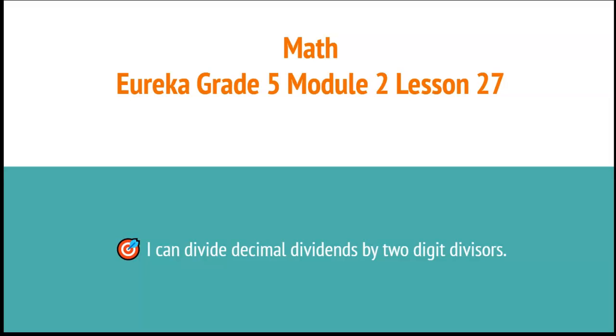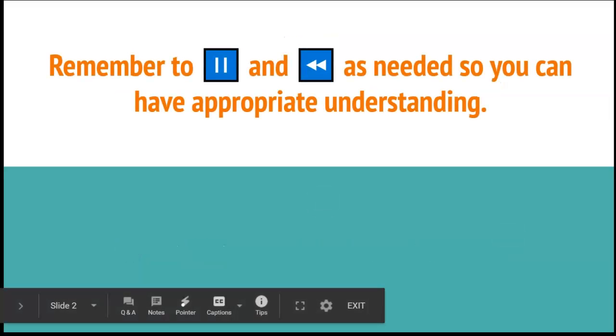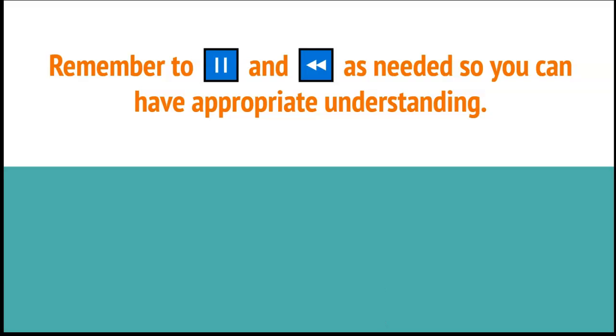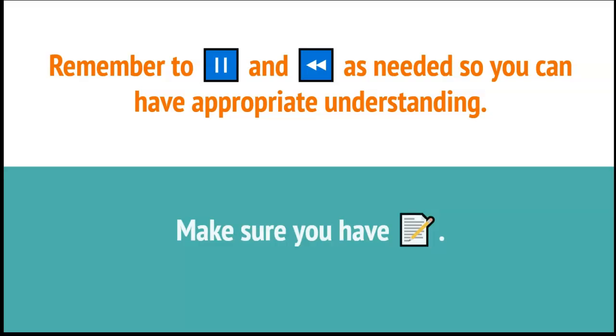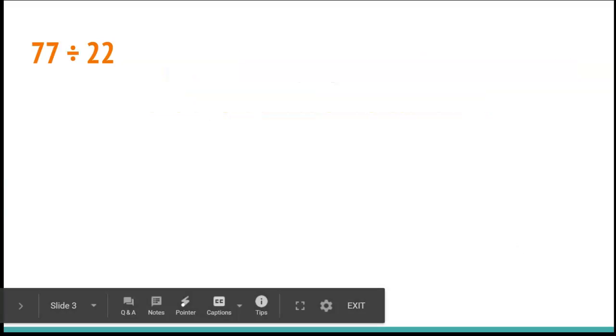Alright friends, so we are here for our last installment of Math Quarter 3 homework, moving right along to the end of Eureka Grade 5 Module 2, this time looking at dividing decimal dividends by two-digit divisors. As always, make sure that you're pausing and rewinding as you need, so that way you can have appropriate understanding and that you're able to work out the problems with me. And on that note, make sure that you have something to write on and write with. Alright, let's jump right into it.